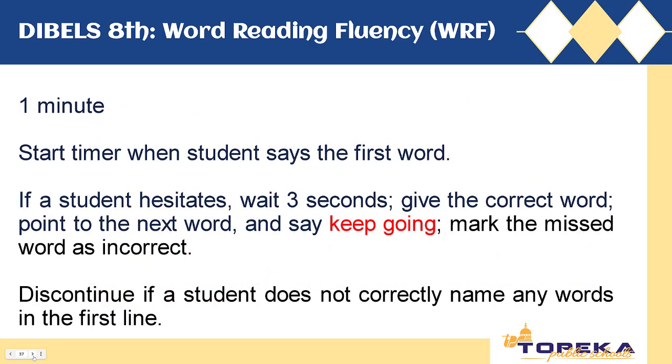Again, this is a 1 minute subtest. If a student hesitates, you're going to wait 3 seconds and then give the correct word, point to the next word, and say keep going. The examiner will discontinue the test if the student does not name any of the words in the first line.